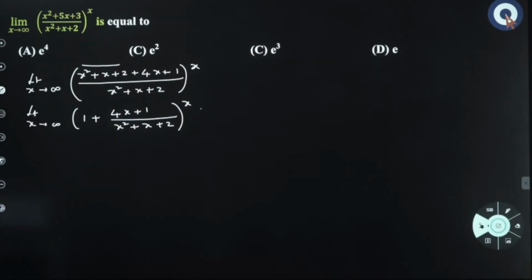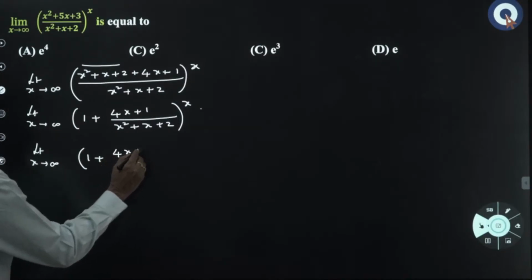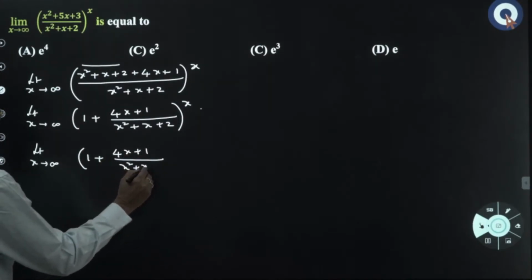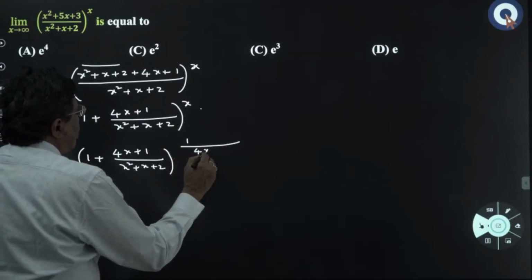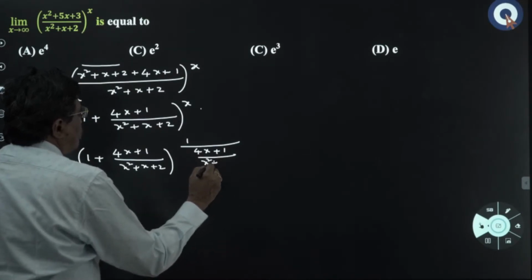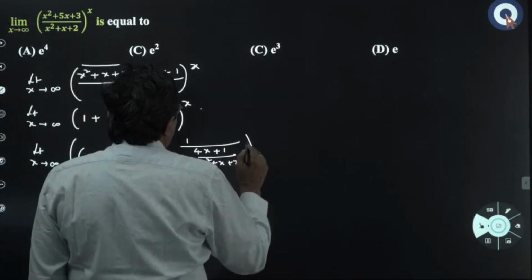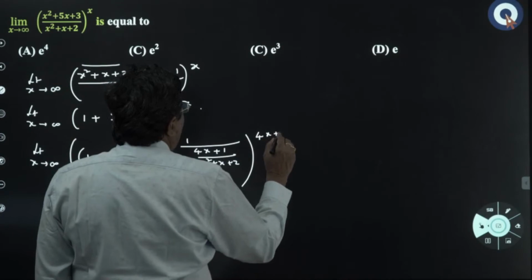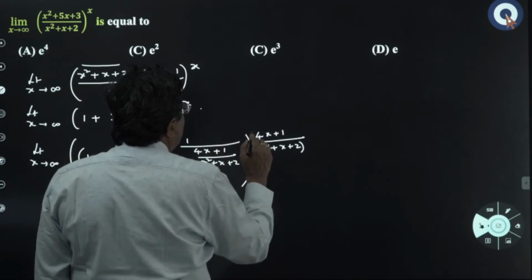So now we shall write this as the limit as x tends to infinity of (1 + (4x + 1)/(x² + x + 2)) whole power, I just want this (x² + x + 2)/(4x + 1) here. So I'll just write it and then compensate for it. Which I'll write here as (4x + 1)/(x² + x + 2), and we have a power x here, so we'll put it here.